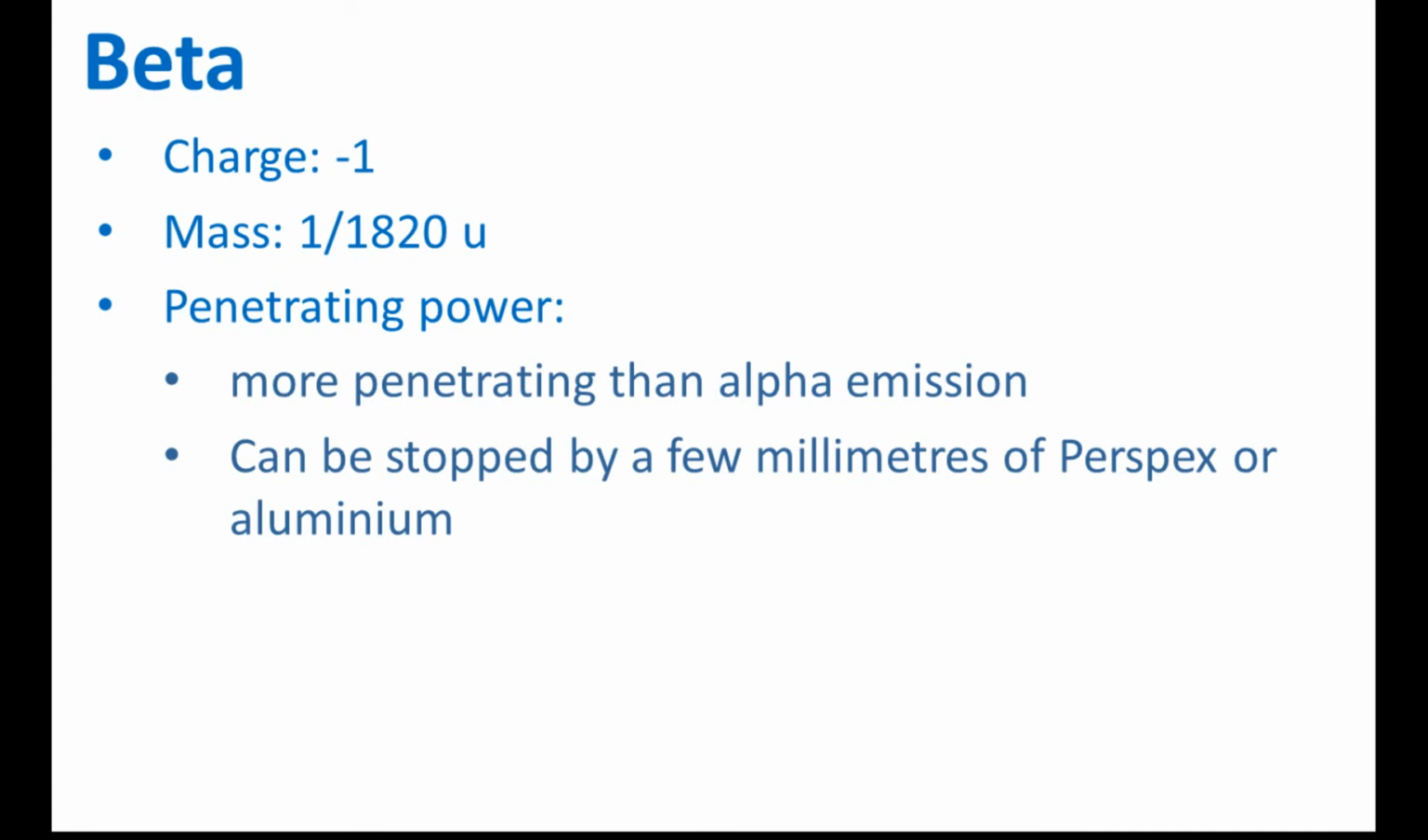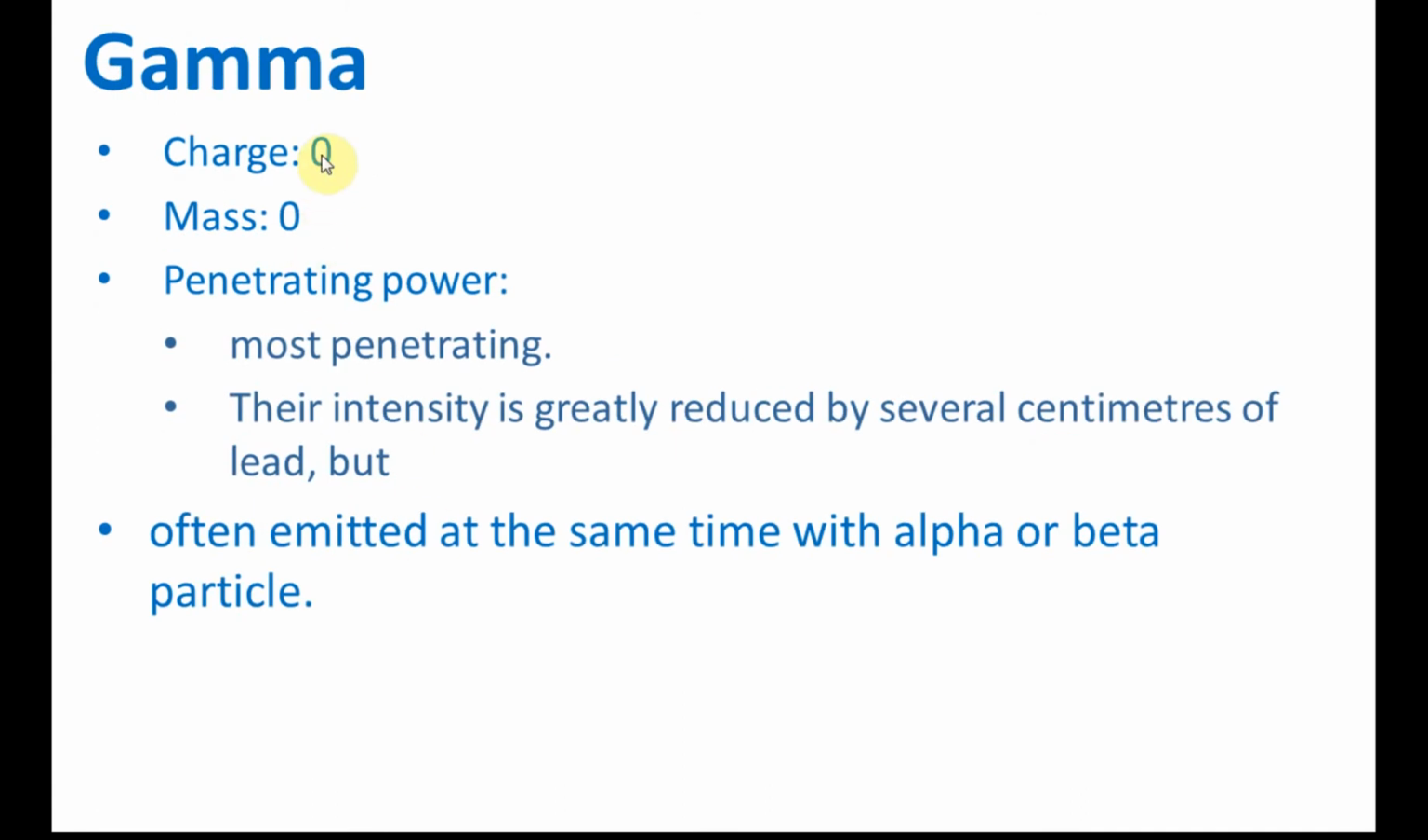How about gamma? Gamma has no charge, no mass. That means it's not particles. It's a wave, an electromagnetic wave. No charge, no mass, and the penetrating power is very high, the most penetrating. It can't be stopped by anything, but its intensity is greatly reduced by several centimeters of lead.